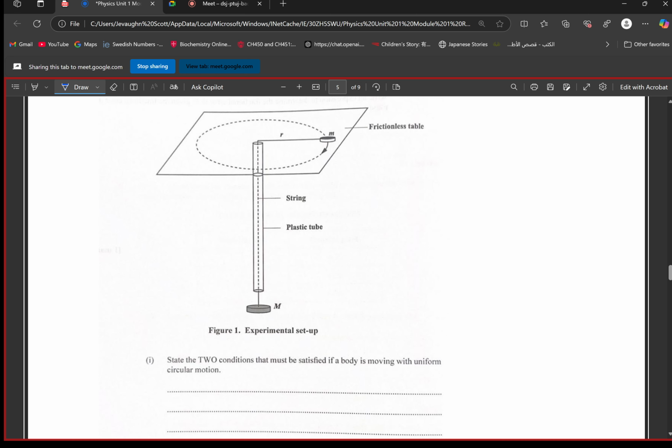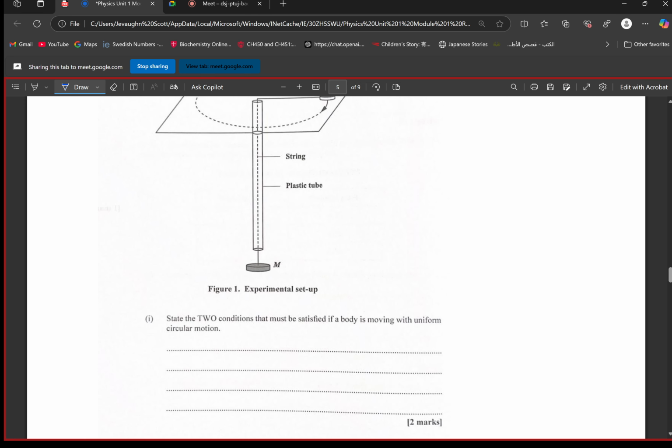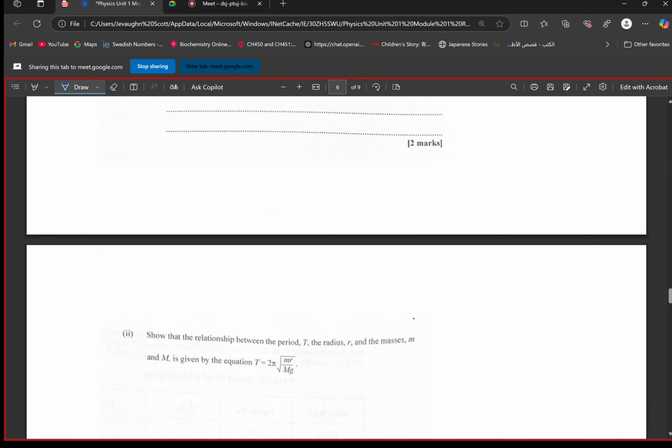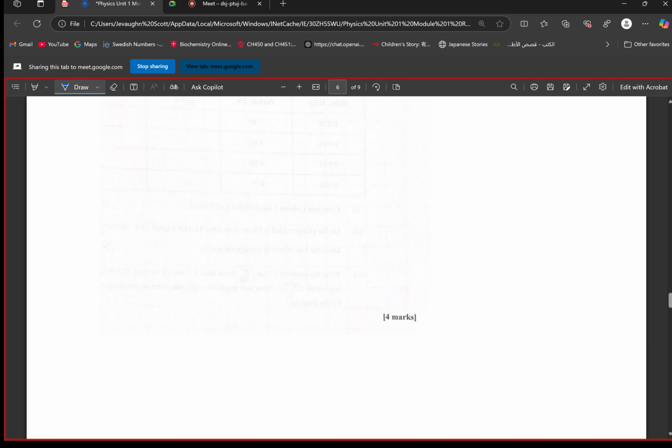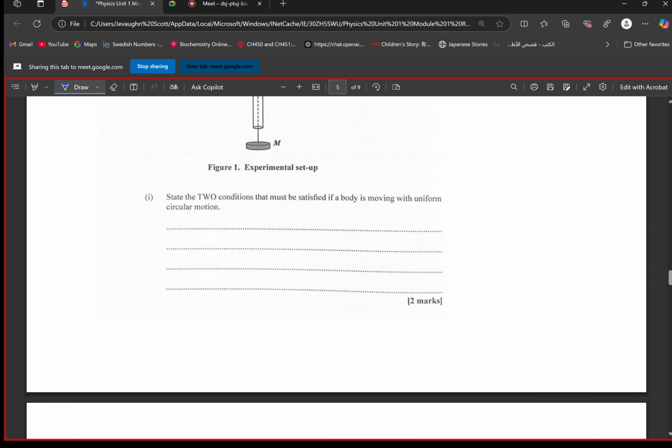This should be fine. Really and truly, this is a one-man job, but it's fine. 2 students, that's okay. We're now asking to state 2 conditions that must be satisfied if a body is moving with uniform circular motion. There are 2 conditions that we must have. Let's go.